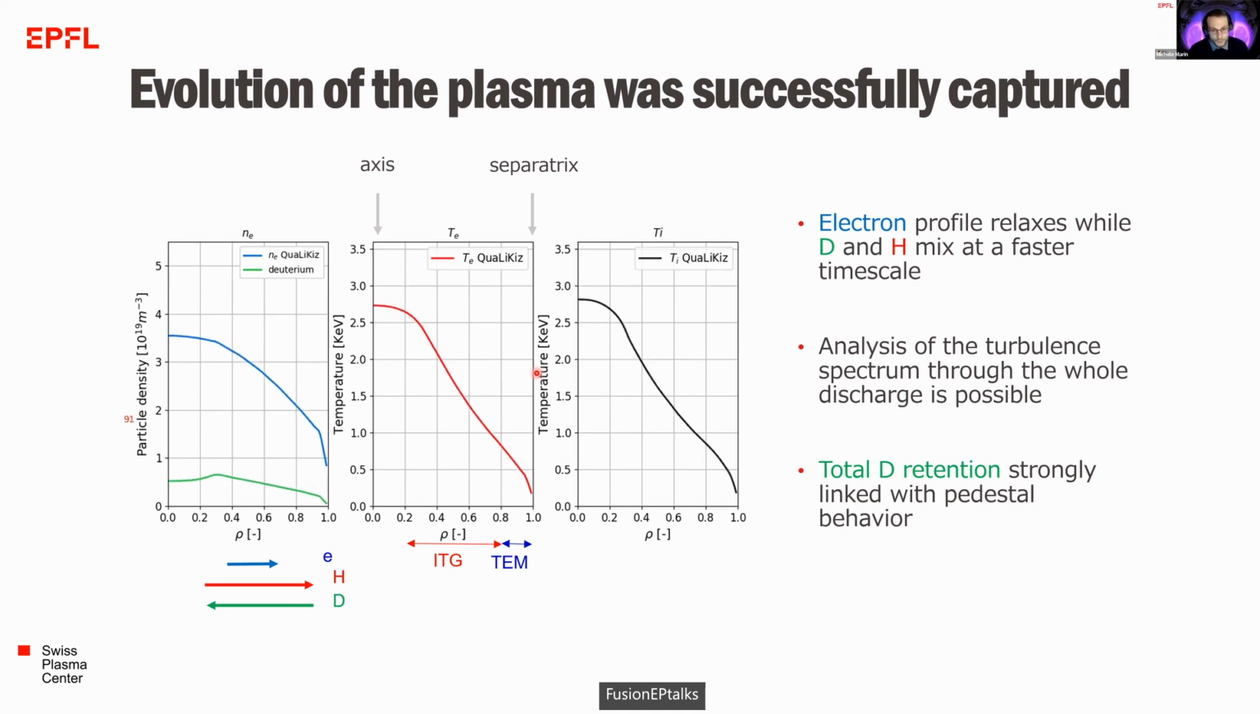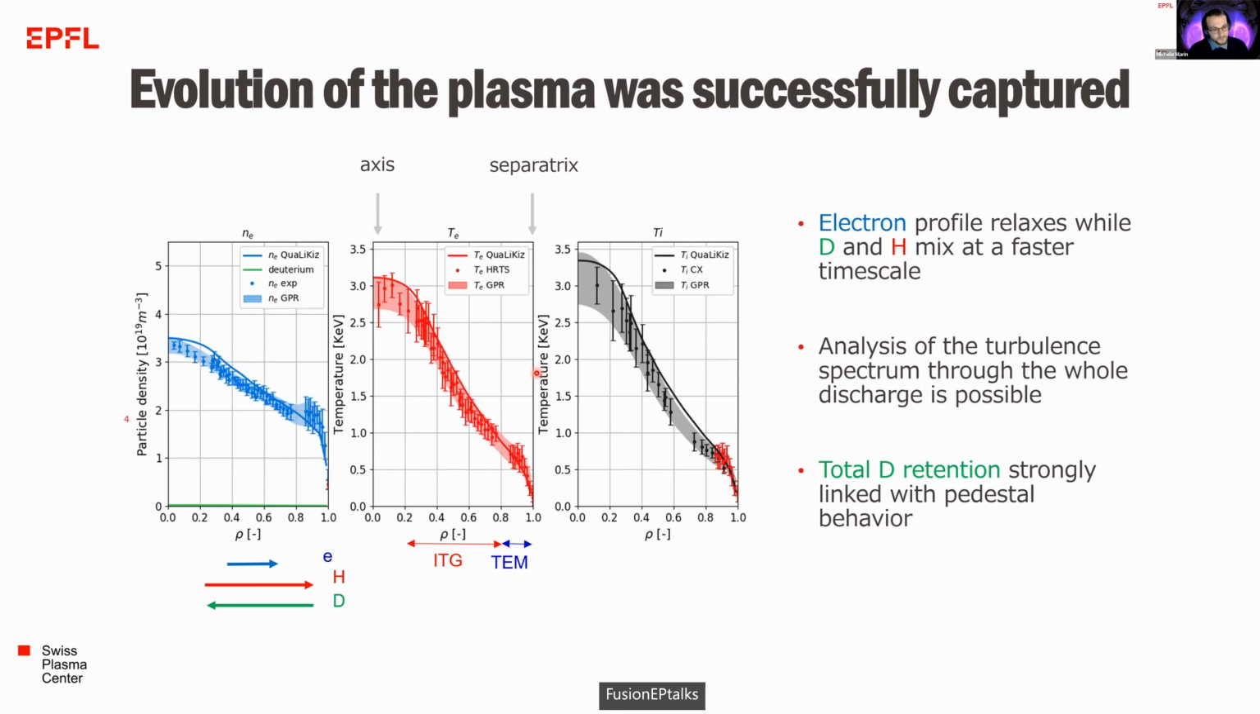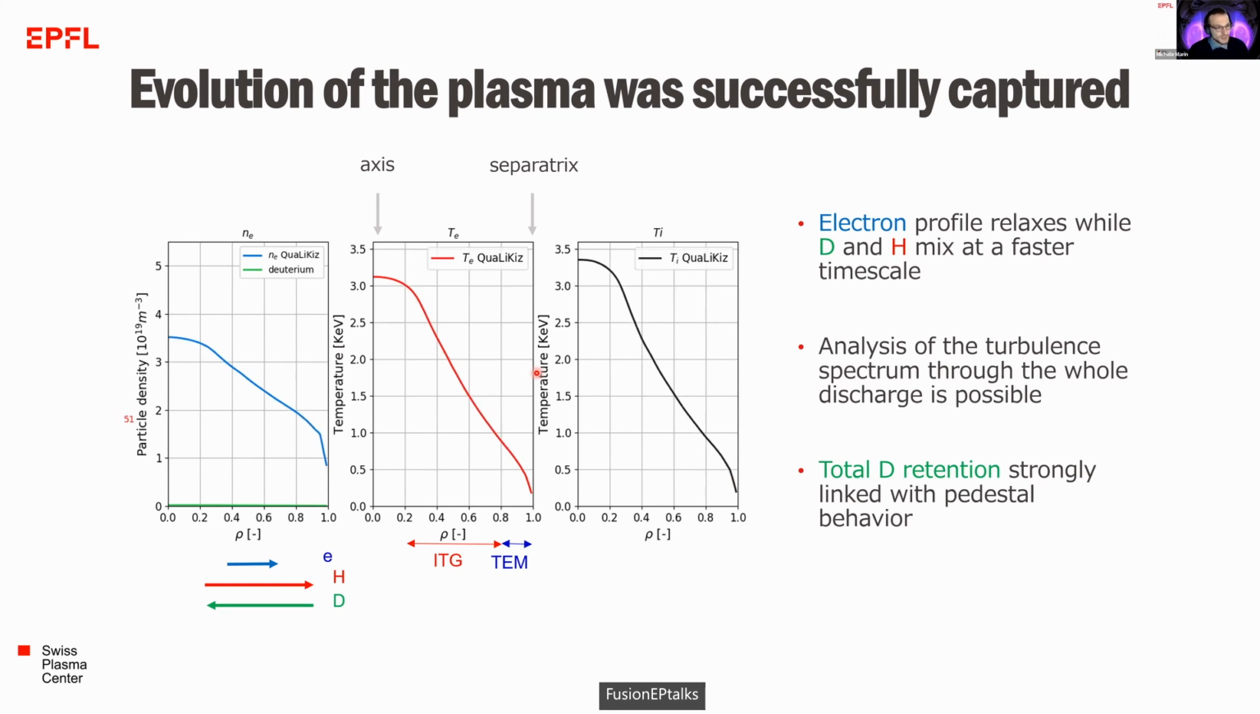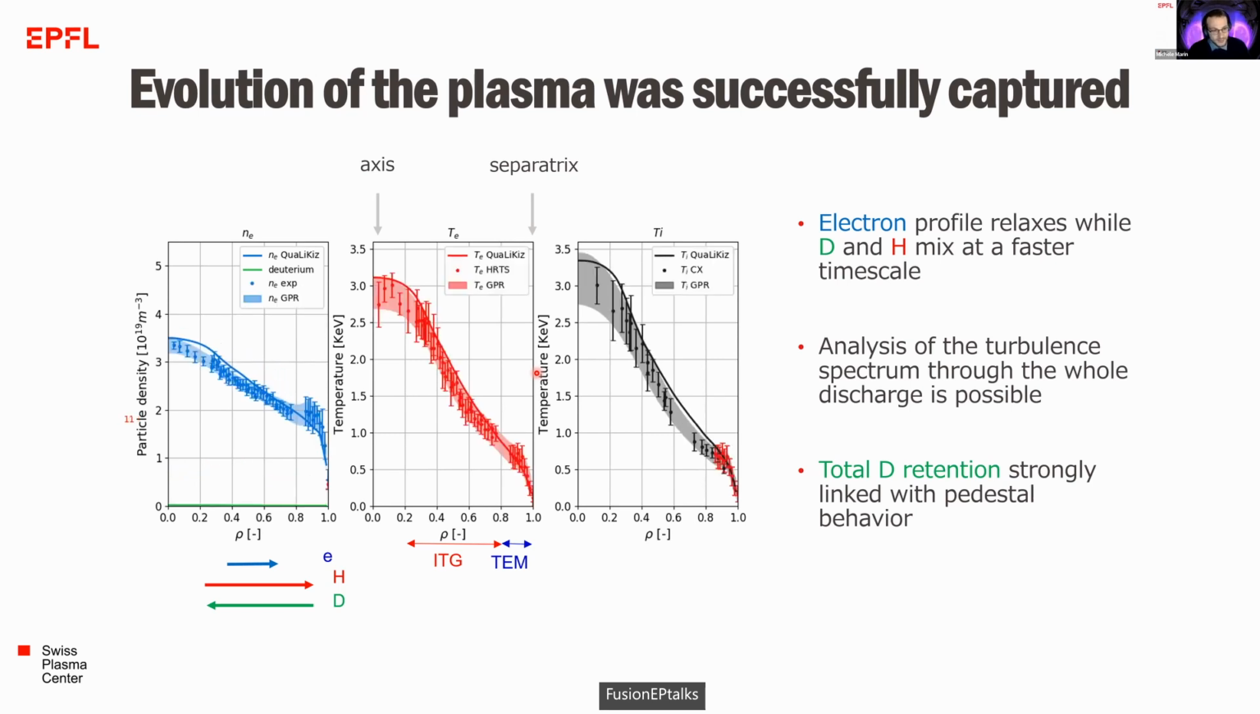And with these kinds of tools, we are also running QuaLiKiz to predict the transport. So you can look at the turbulence, which is calculated for each time step, and see what kind of turbulent regime you're in. And if the modeling is similar enough to the experiments, you can be reasonably comfortable in saying that the turbulence captured by QuaLiKiz is actually what is happening in the experiment.